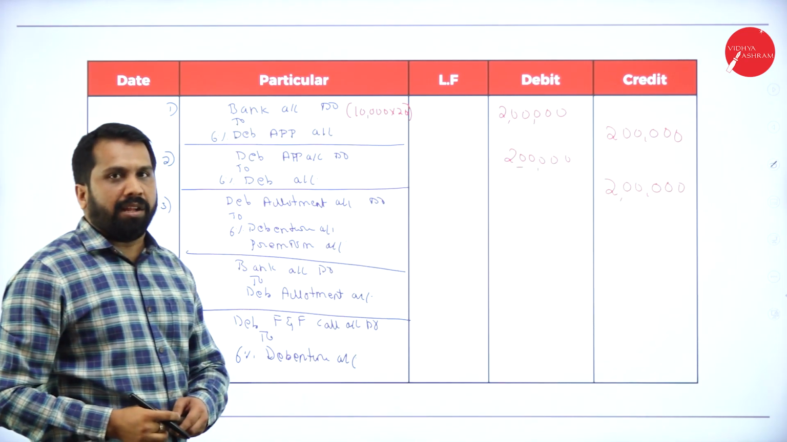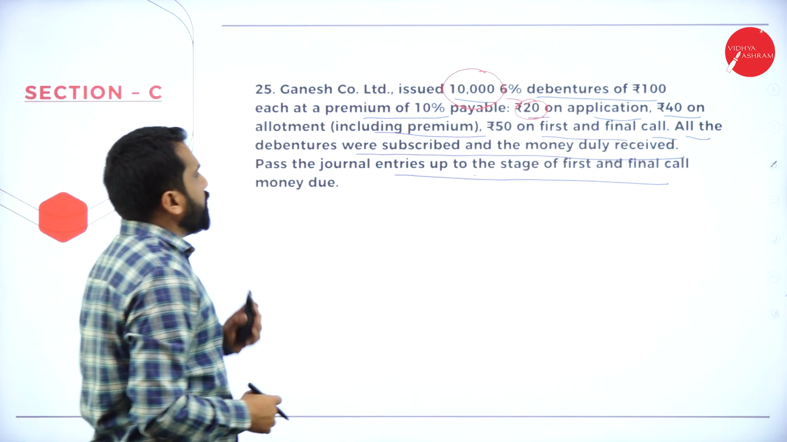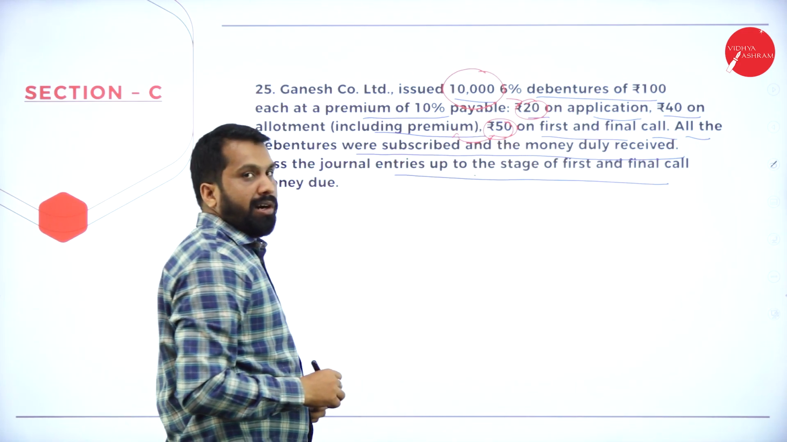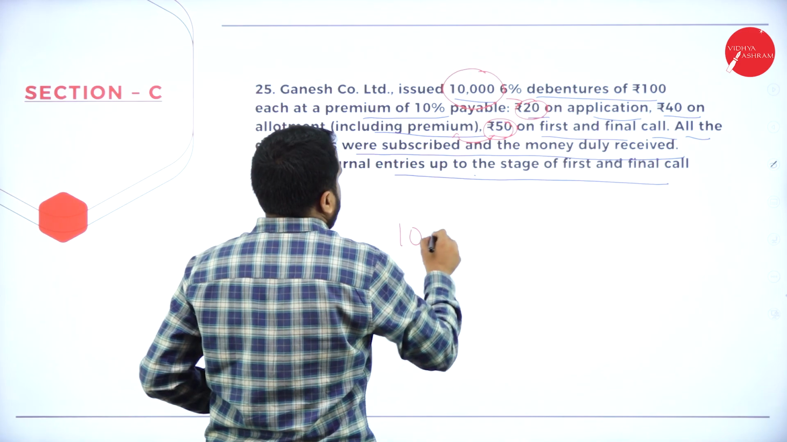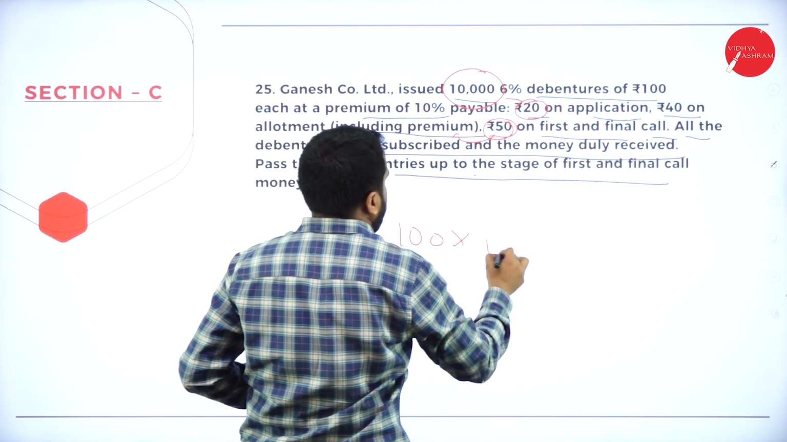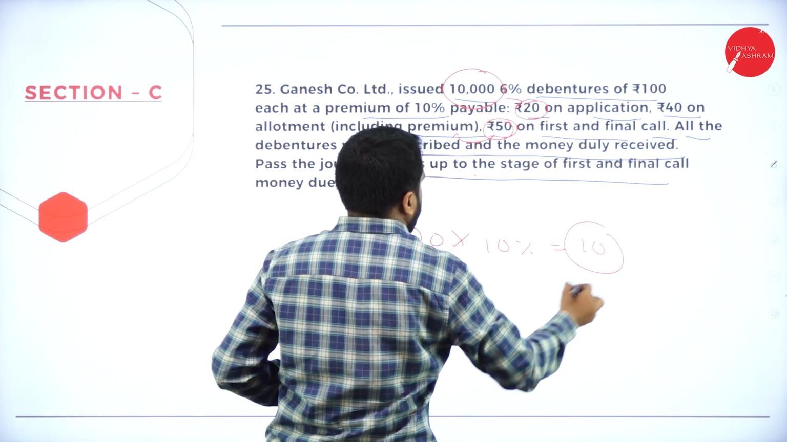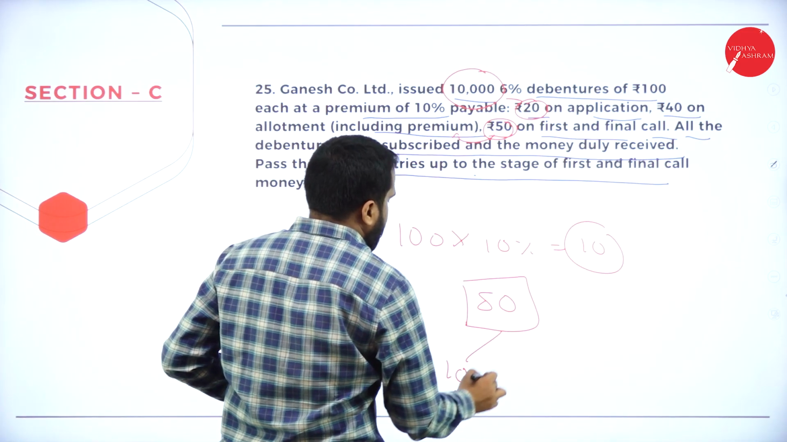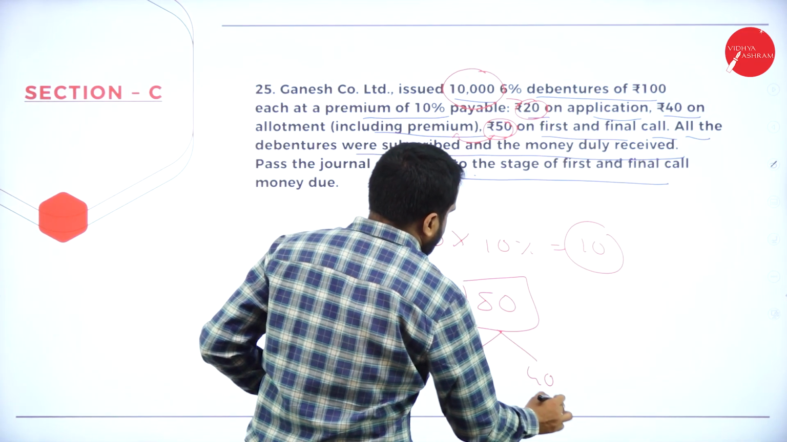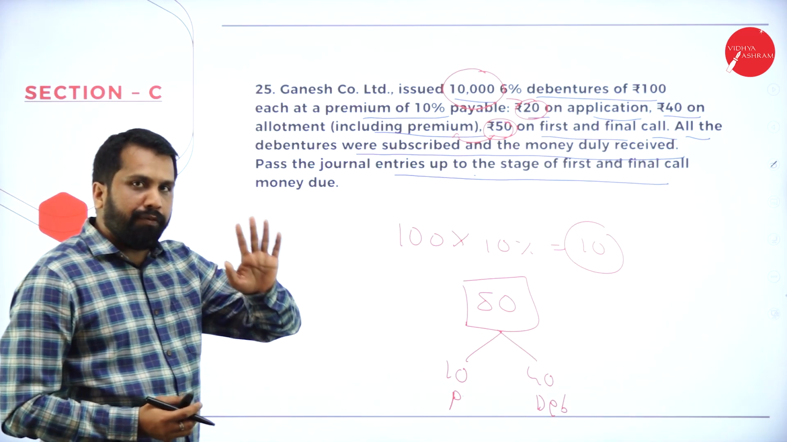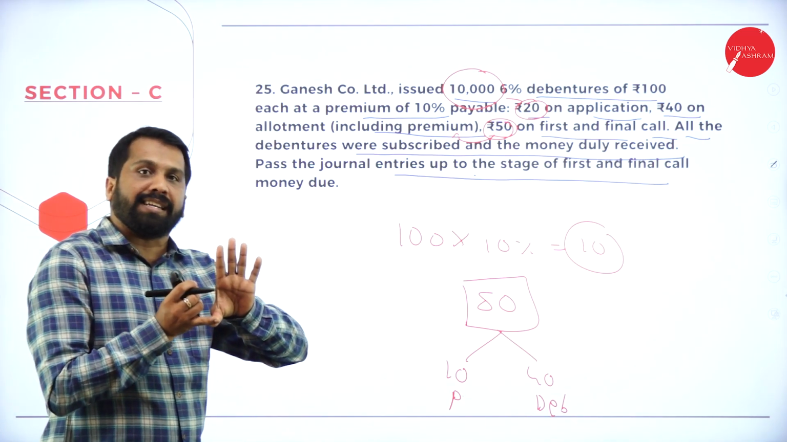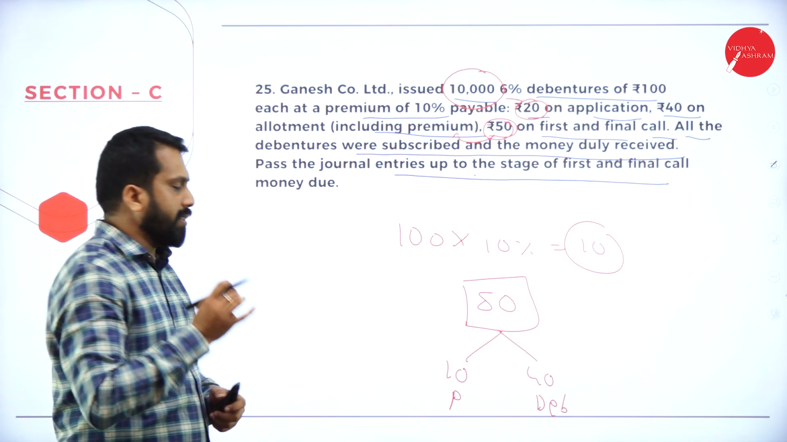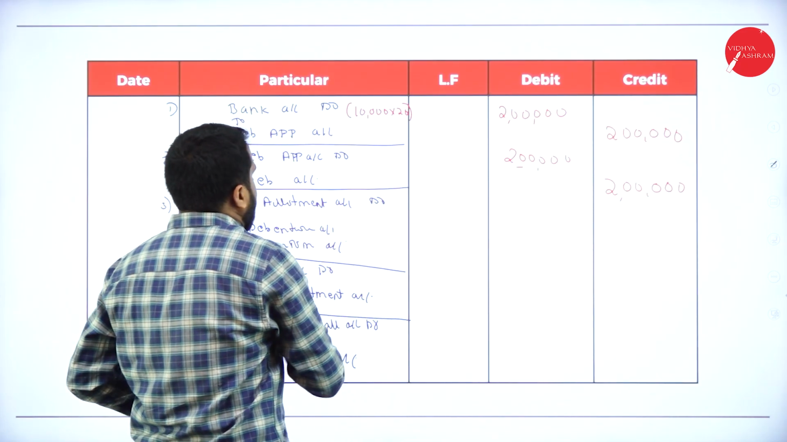Then we'll go with allotment. Allotment, they have given 50 rupees, but including premium. How to calculate? Simple one. 100 into 10% is what? Premium. It will be 10 rupees. Whatever 50 they have given for allotment, 10 rupees is premium. Balance 40 we call it as debenture. Out of 50, remove the 10 rupees or 10%. The remaining 40 will be called as debentures.